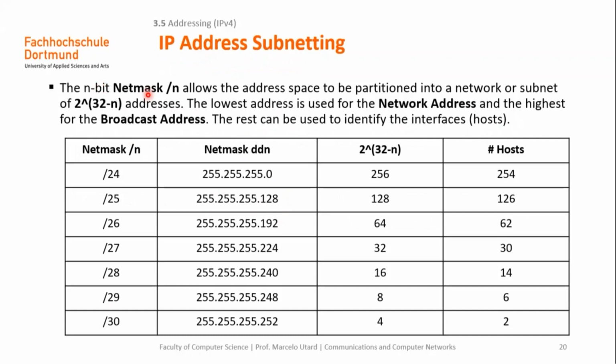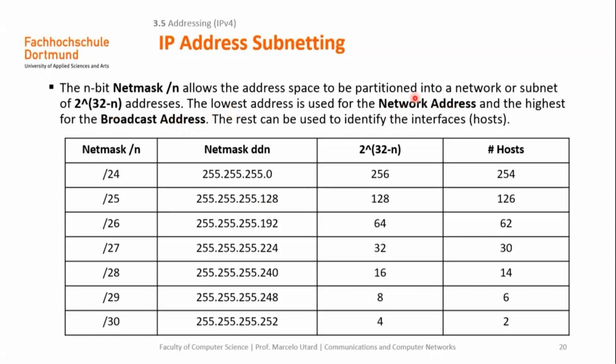The n bits net mask allows the address space to be partitioned into a network or subnet of 2 to the 32 minus n addresses. The lowest address is used for the network address and the highest for the broadcast address. That is, the lowest address has the host bits in 0, and the broadcast address is the address where the host bits are all in one.